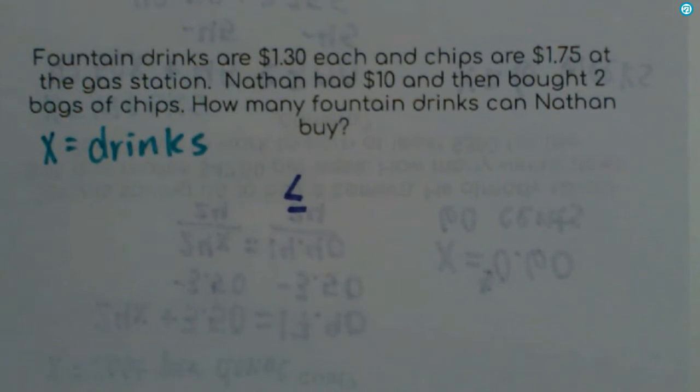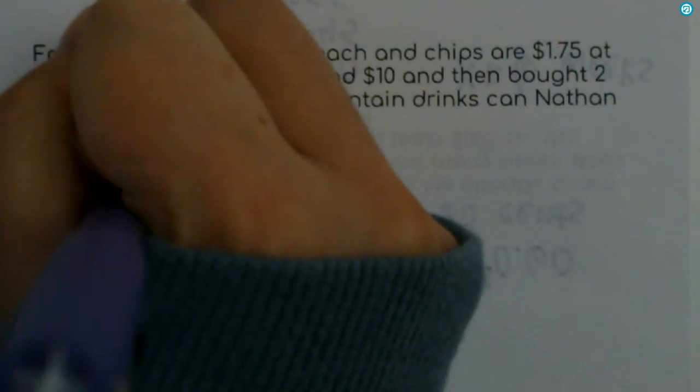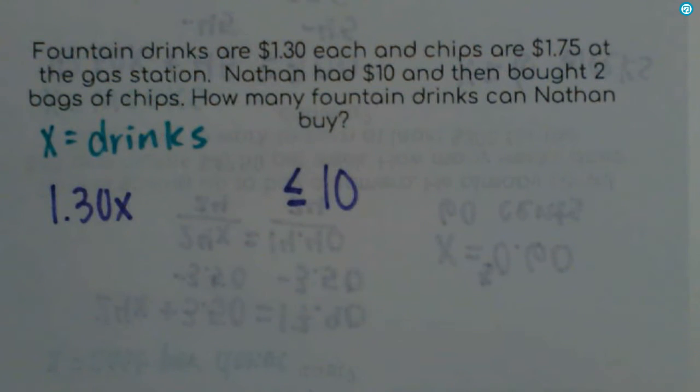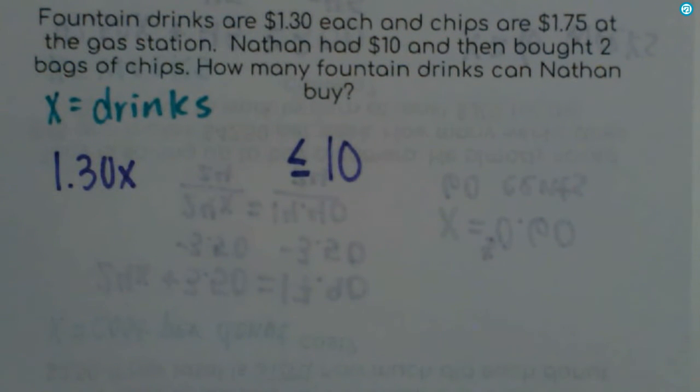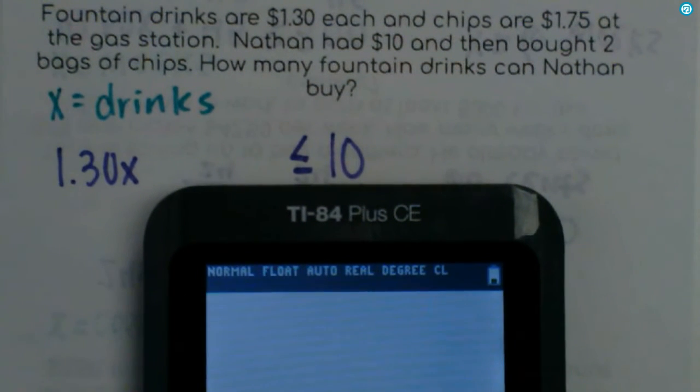Okay, so he can spend less than or equal to $10. Okay, this one has an added little piece. So we know that those fountain drinks are $1.30 each. So we're going to put 1.30x first. And then here's the little added piece. How much has he already spent out of his $10? What has he already bought? He already is definitely going to buy what?